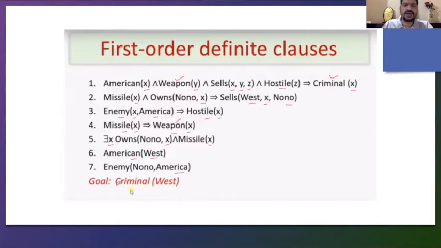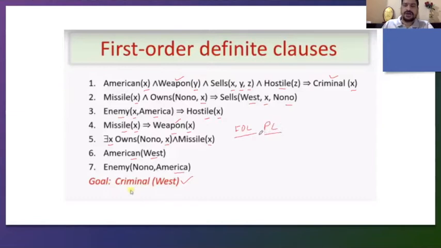And what is our goal? The goal is to find out that Colonel West is a criminal. That we have to find out. So here, if you see, these all are first order logic definitions, means these are all predicate logic.